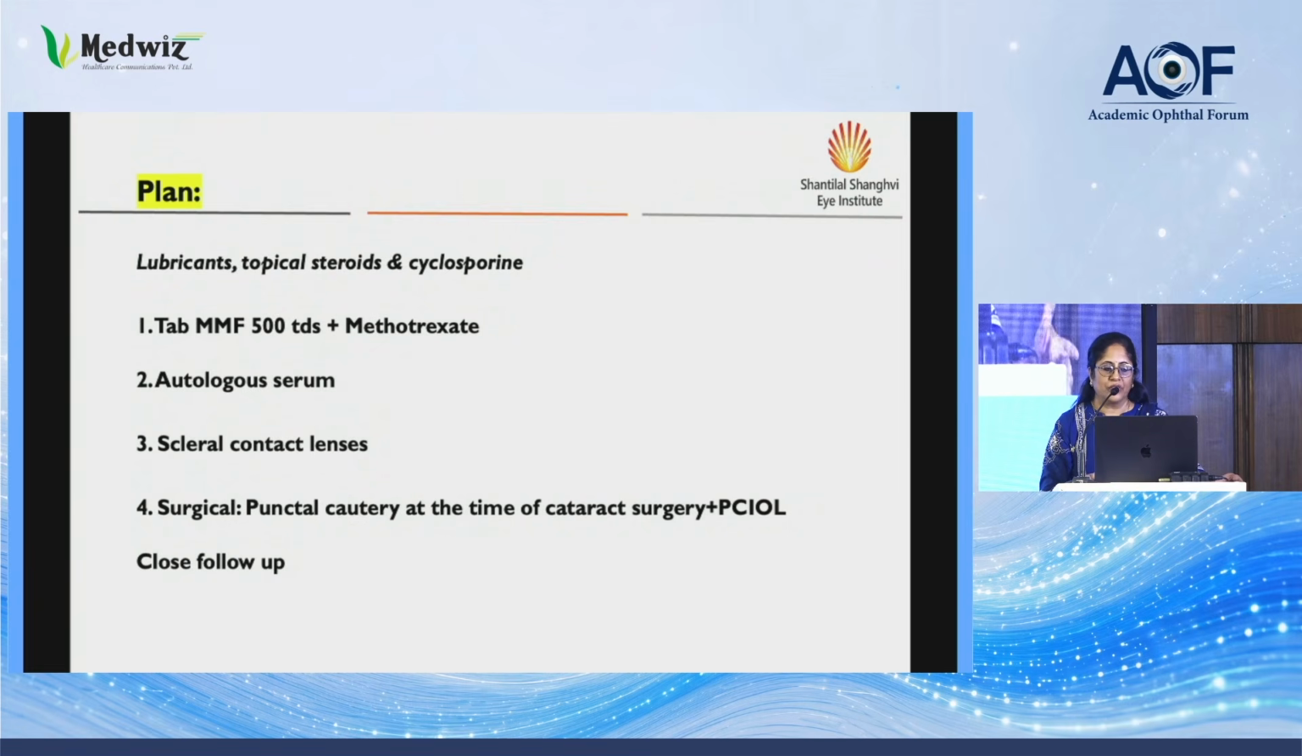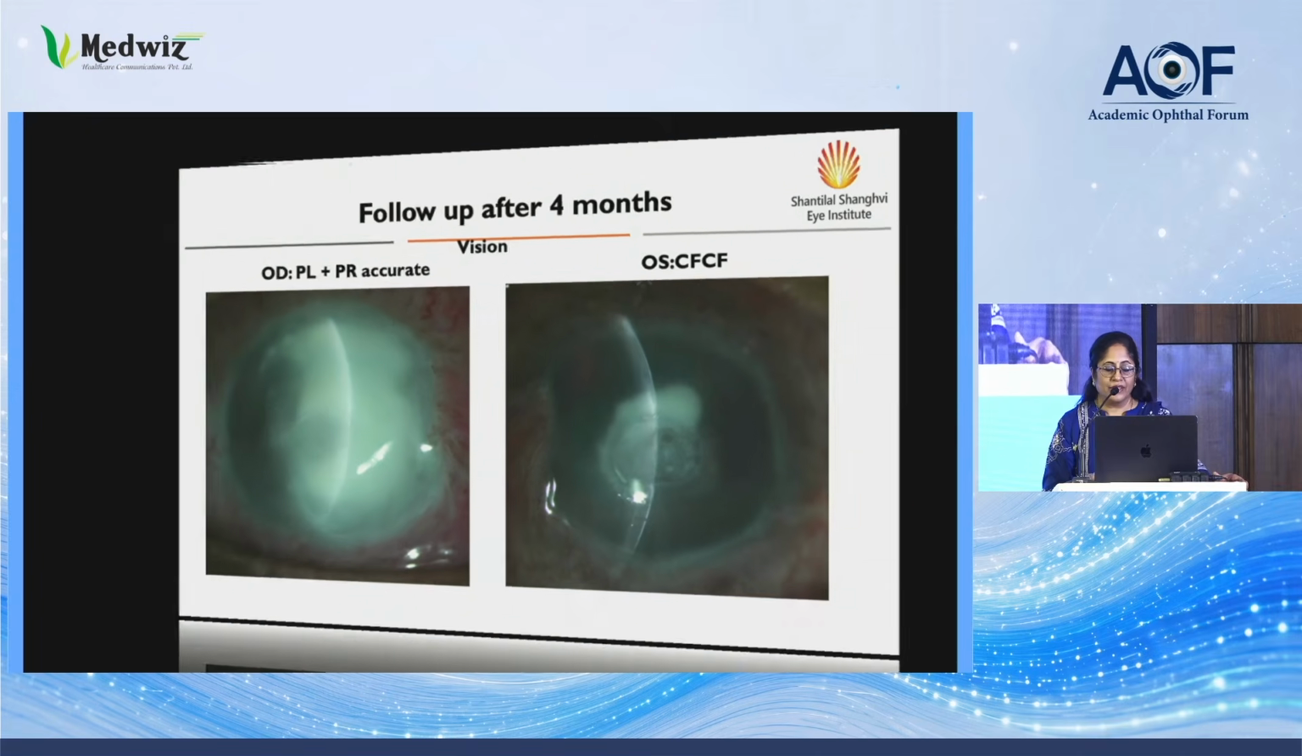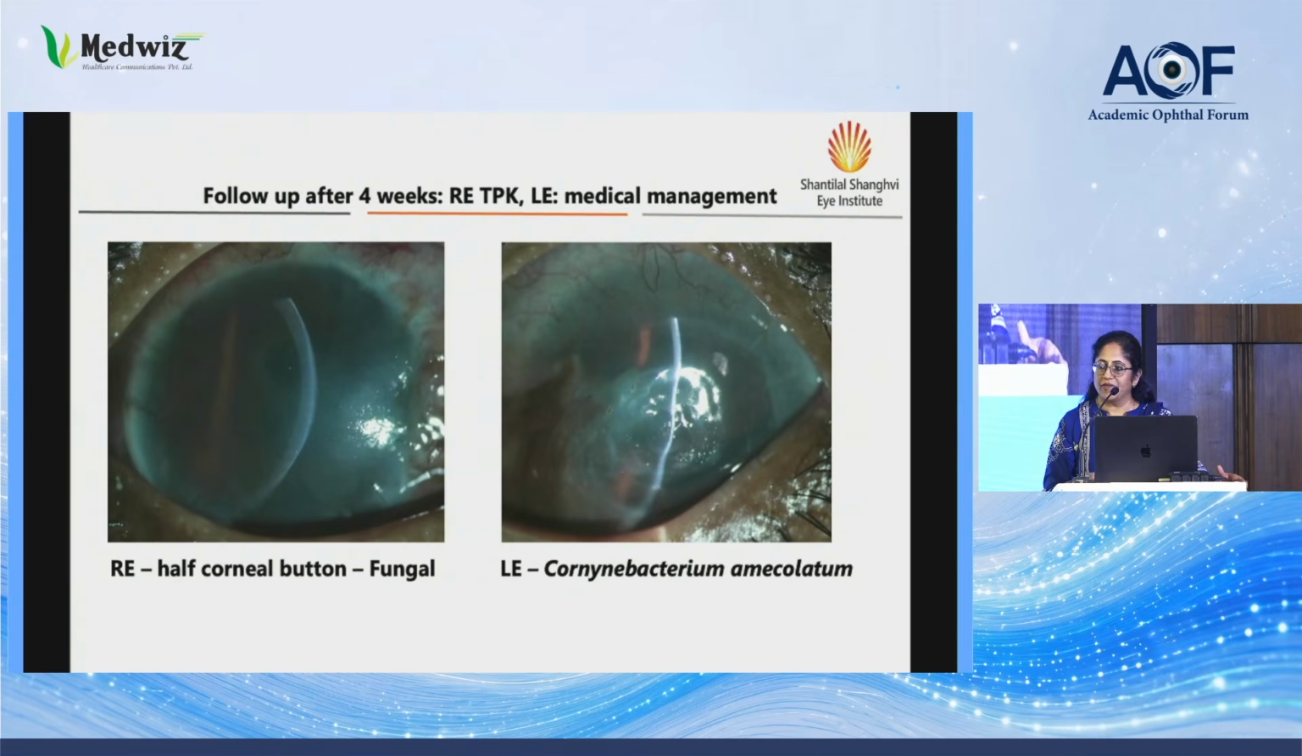In her case, since she was due for cataract surgery, I also planned to do punctal cautery at the time of cataract surgery. We can plan what we like to plan, but then the patient came back after 4 months, and this is like the previous presentation. She came back with very severe infection in the right eye, and in the left eye also she had microbial keratitis. So just like many of these patients with complex disease may have different infections, may have polymicrobial infection.